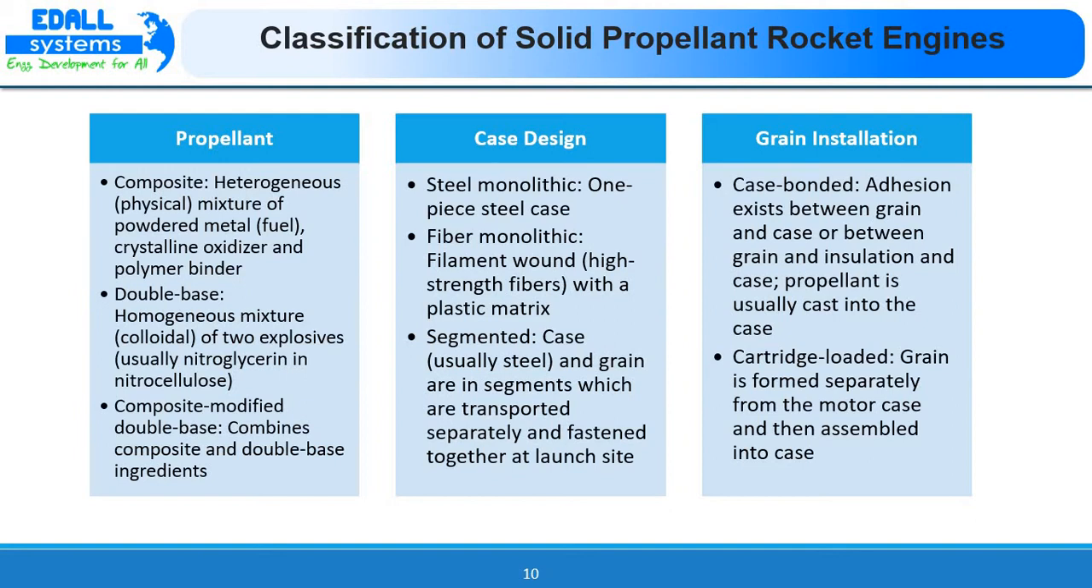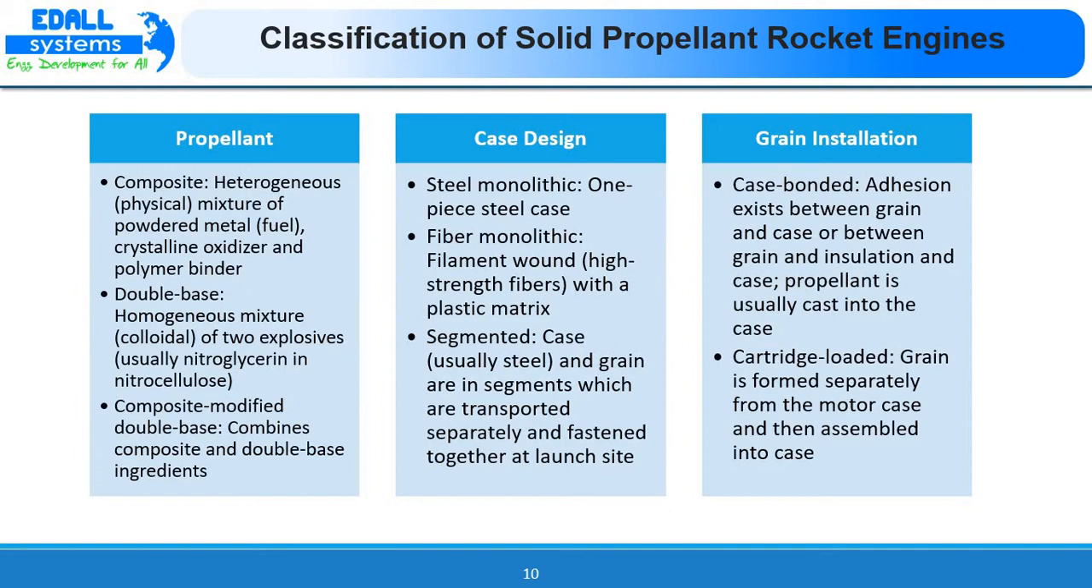Then the next category of classification is the case design. Based on the design of the case of the combustion chamber, solid propellant rocket engines can be classified into three categories: steel monolithic, fiber monolithic, or segmented. The steel monolithic is a one-piece steel case, so the entire structure is made of steel.